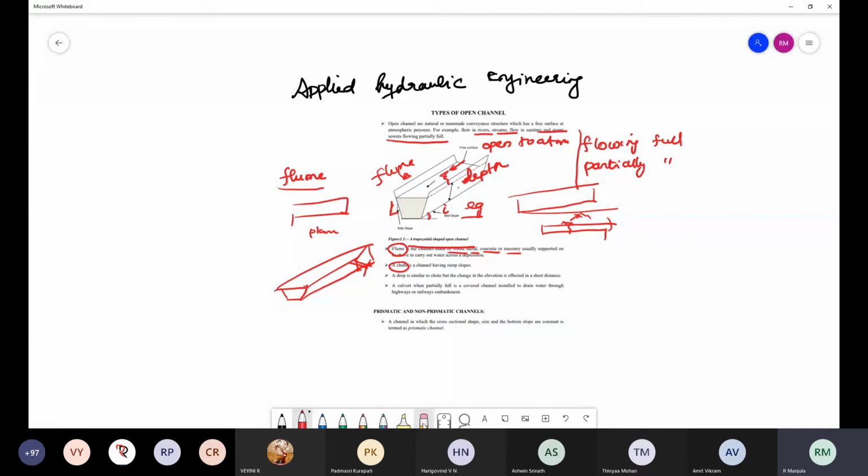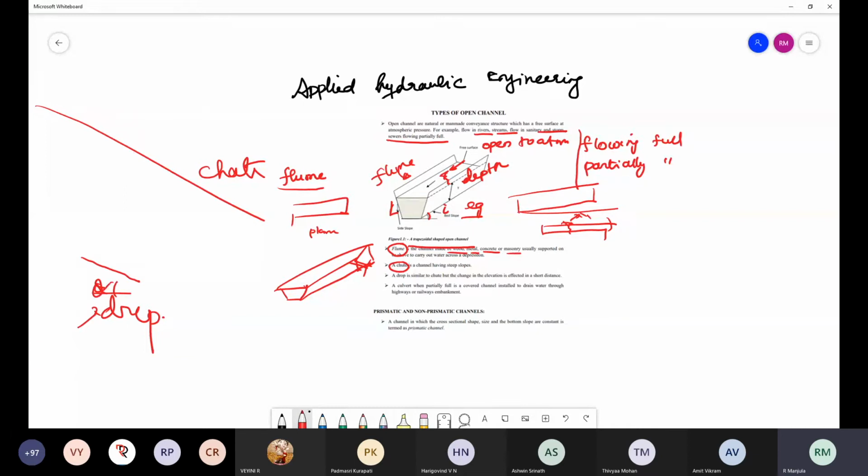This steep slope is for shorter, and this is a steep slope. This could be a chute and it could be a drop. There is a major difference between the chute and the drop. A chute is a channel which has a steep slope, but a drop is similar to a chute, but it will be having the change in elevation in the same distance.